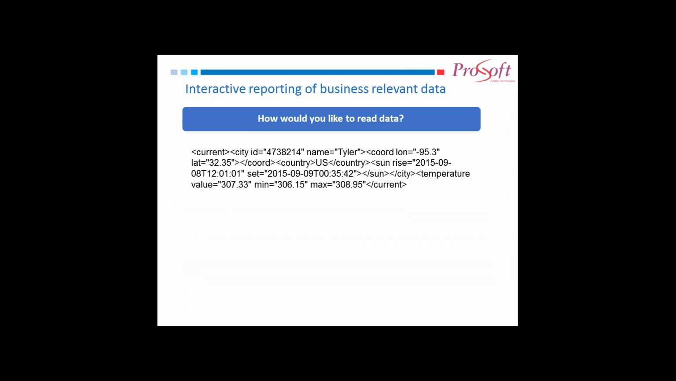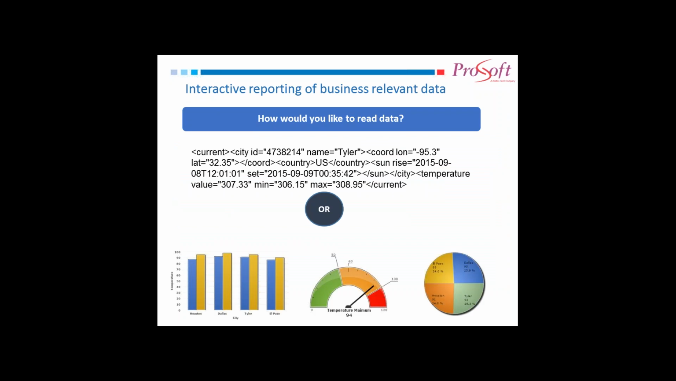In this slide, it explains about the interactive reporting of business relevant data. In any organization, how would a business user prefer to read the data? Like XML data you see on the slide, or HTML data, or interactive graphs. If I'm a business user, I would prefer to read the data as interactive graphs. Mashzone, a product from Software AG, will allow you to create the interactive graphs.